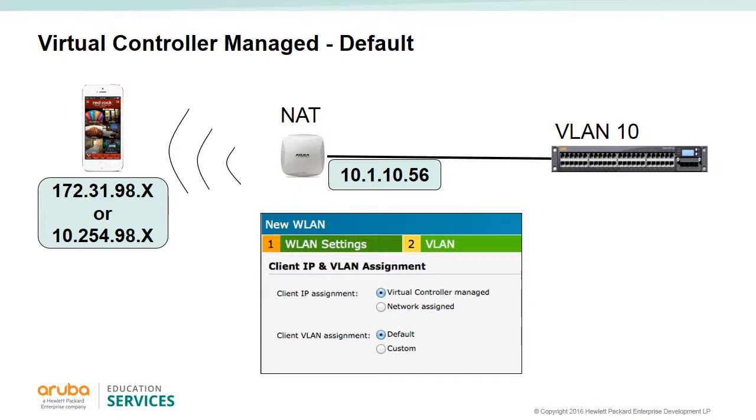This subnet can be configured if desired. All of the user traffic is then NATed to the IP's IP address. The virtual controller assigned option is typically used for guest access.